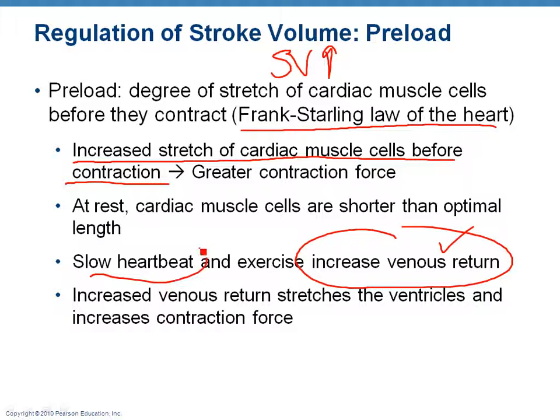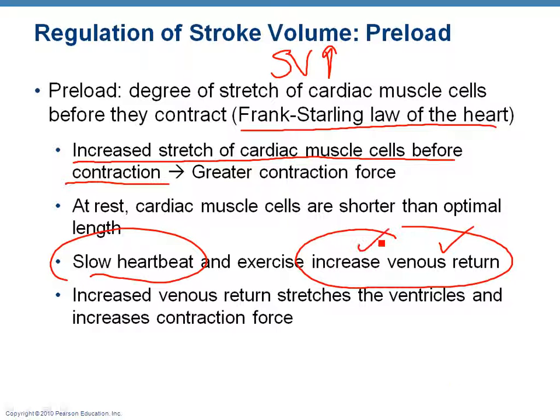The other thing you can do is actually slow down your heartbeat. A slower heartbeat will allow more time for passive filling of the ventricles, which allows more blood to flow down in there and more pre-stretching of the walls of the ventricles before they contract. So those are a couple of things.